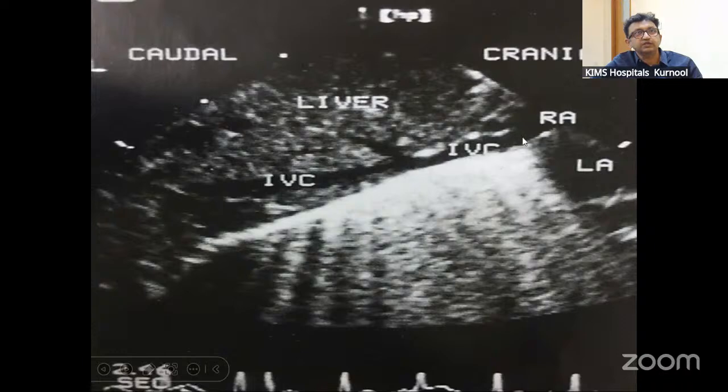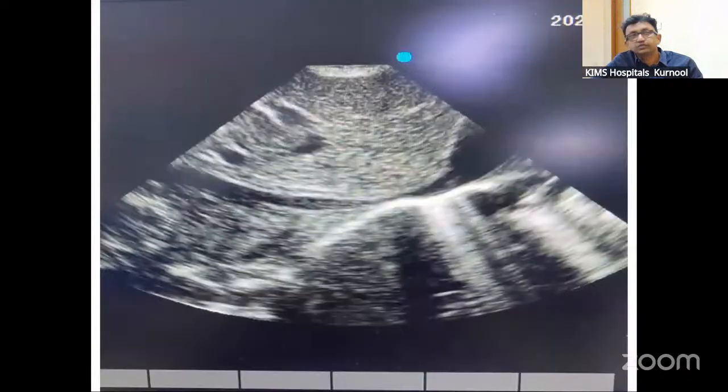This is the IVC. So you can assess the volume status of the baby if the IVC is dilated or collapsed. It helps us to know the fluid status of the patient, right? So this is the IVC. Then you assess that the IVC is opening into the RA, or the right atrium, right? One major vein opening into the RA. So this is without the names, this is the IVC that you can see opening into the right atrium.